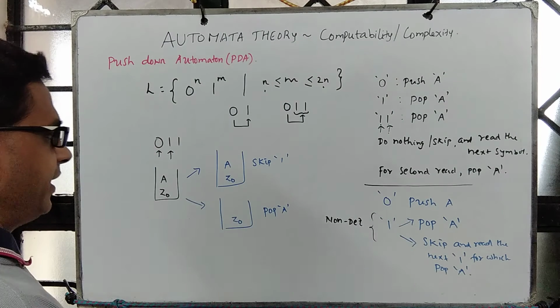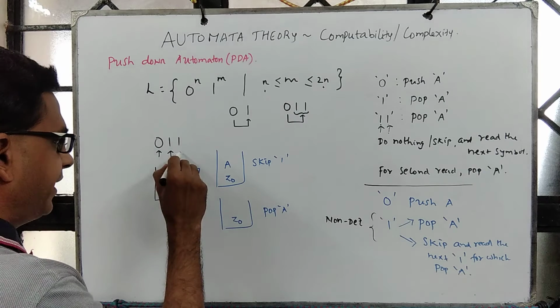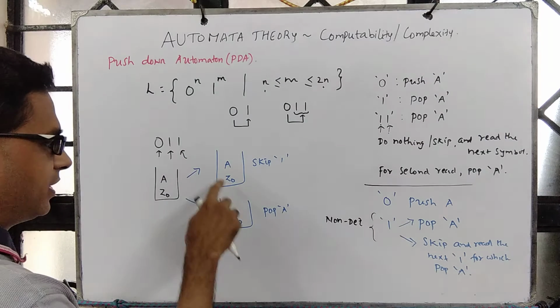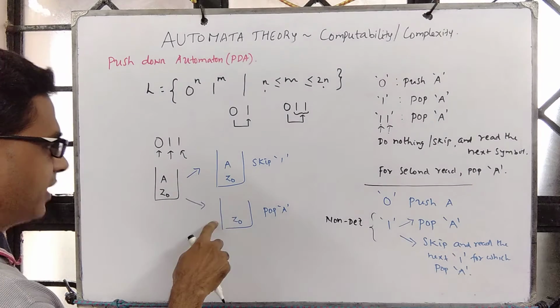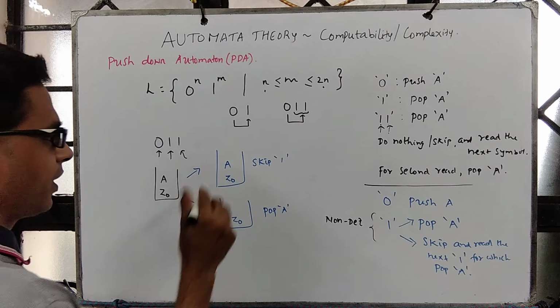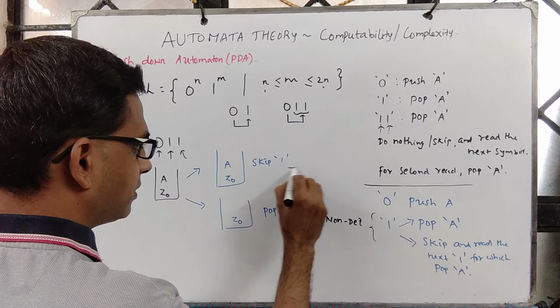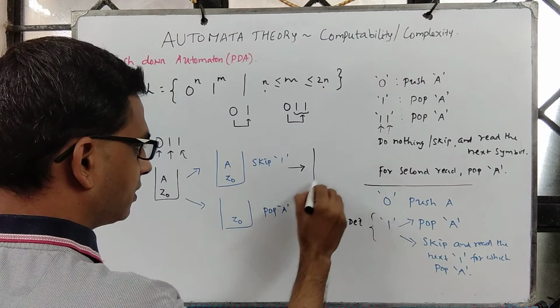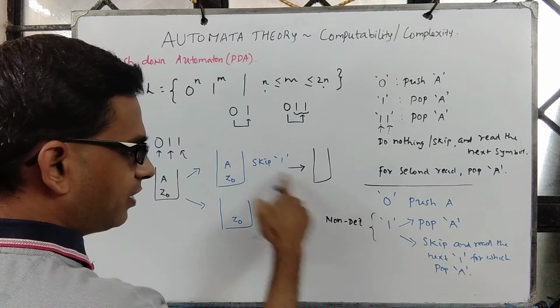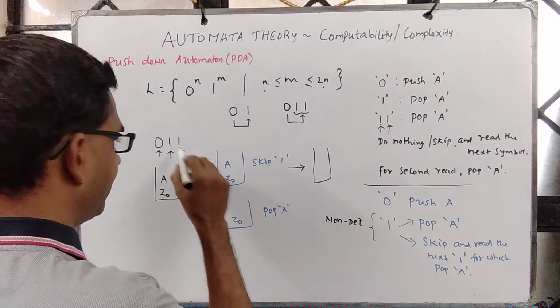Now at this point in time, the control is reading this 1, because we either get this or this when we are here. Now the control is at this place. Now what happens? From this, it says skip 1 followed by pop for the next one.